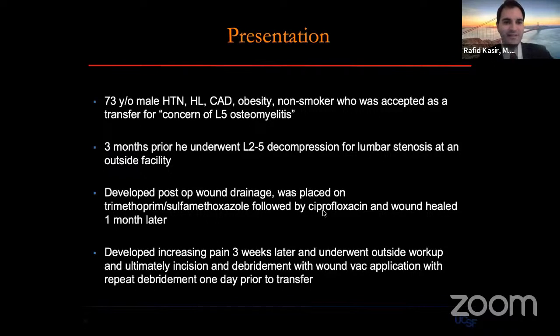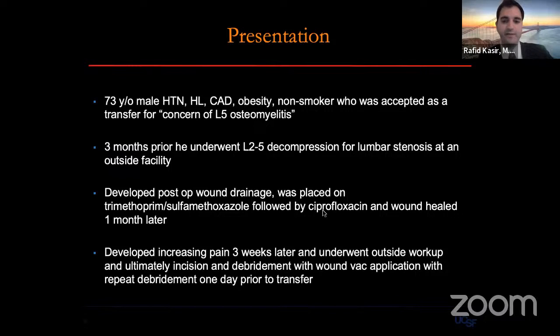So I'm presenting a case here of a 73-year-old male with hypertension, hyperlipidemia, coronary artery disease, and obesity, who was accepted as a transfer at night to our hospital for concern of L5 osteomyelitis. Of note, 3 months prior to presentation, he had undergone an L2 to 5 decompression for lumbar stenosis at the outside facility. He subsequently developed postoperative wound drainage.